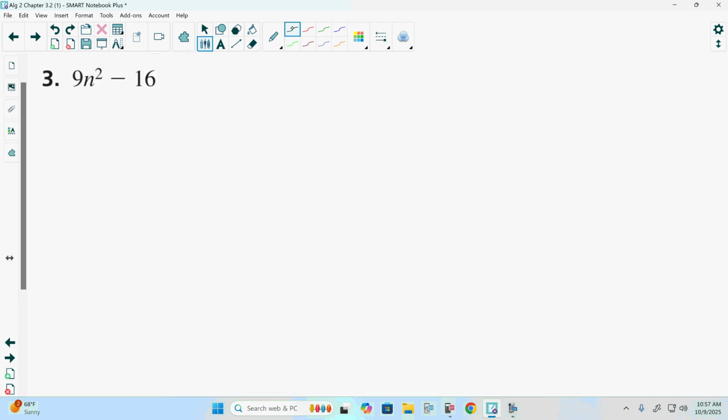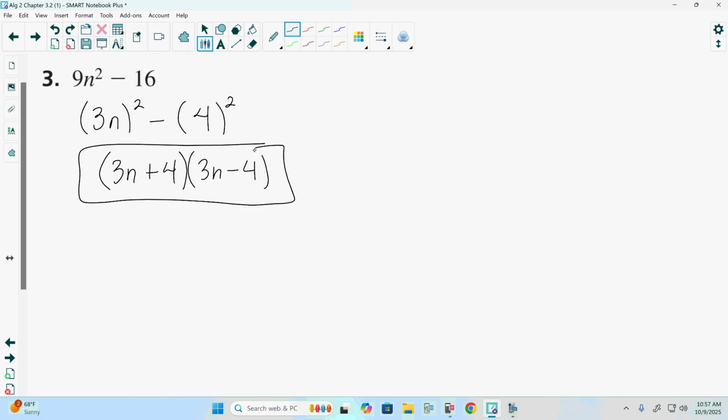9n squared minus 16. So 9n squared would be 3n, and 16 would be 4. So we get 3n plus 4 times 3n minus 4. If it's helpful for identifying a and b, go on and identify a and b. If it's not, and you're able to see a and b and go straight to it, do that.